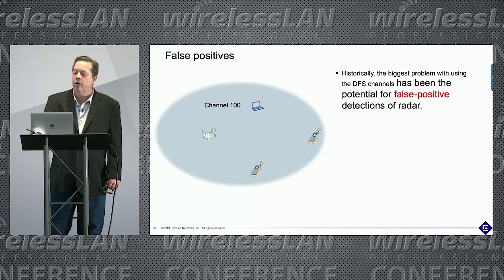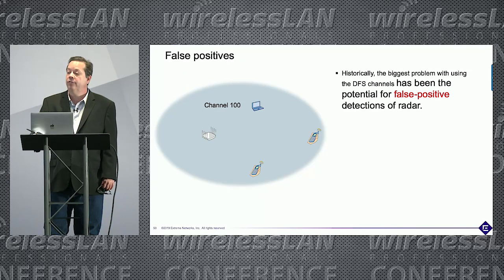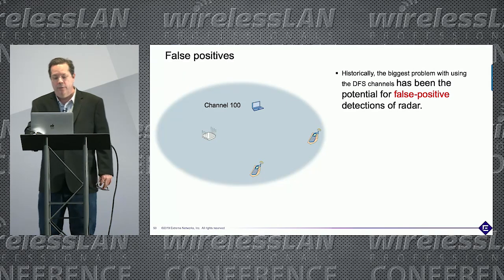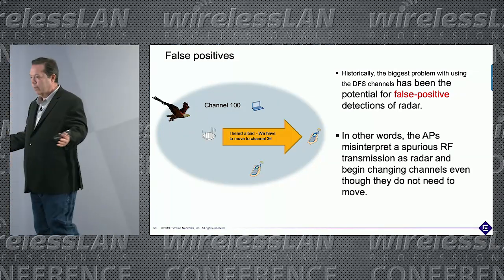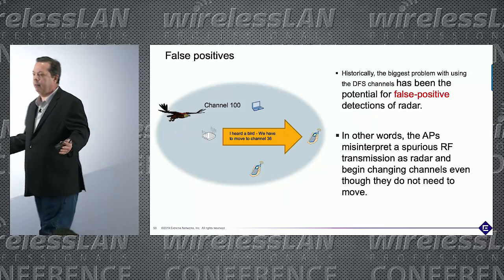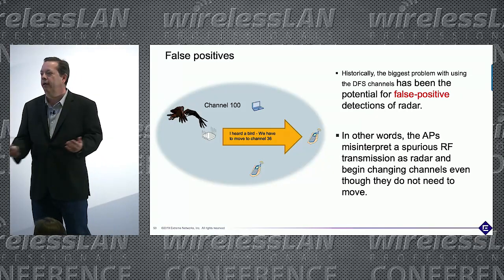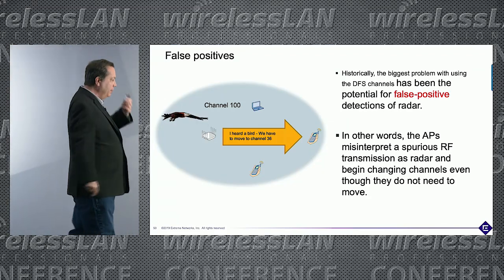So those are some things you need to think about, that maybe DFS is not necessarily a good thing for mesh. And we all know the biggest problem with DFS is what? The biggest problem is false positives. In other words, if a bird flaps its wings in the air, it can be misinterpreted as a radar event, and now you have APs changing channels. I'm going to be very honest here: every vendor has this problem.